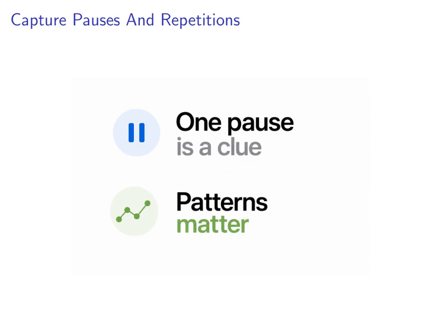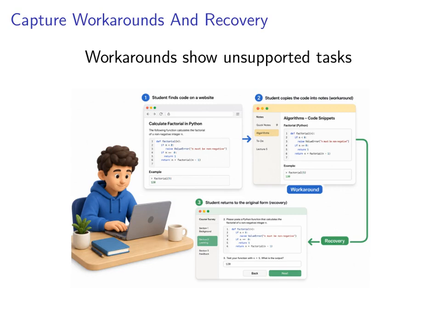Pauses and repetitions are easy to miss, but they can be important evidence. A long pause may show that the next action is not obvious. Repeated clicking may show that feedback is missing. Repeated searching may show that labels do not match user language. One pause is only a clue. The same pattern across users becomes stronger evidence.